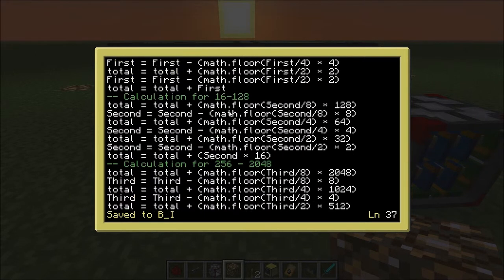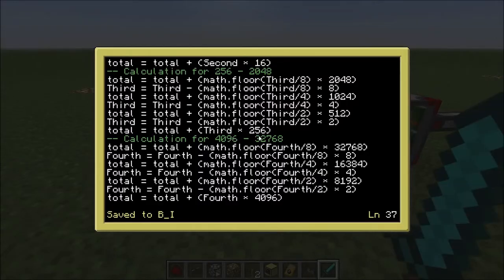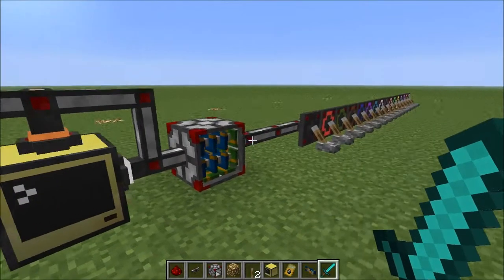Okay, now what we're going to do is first of all kill that bat. Okay, now first of all I'm going to say whoever thought it was a good idea to have bats that spawn all the bloody time when you're doing creative, yeah.